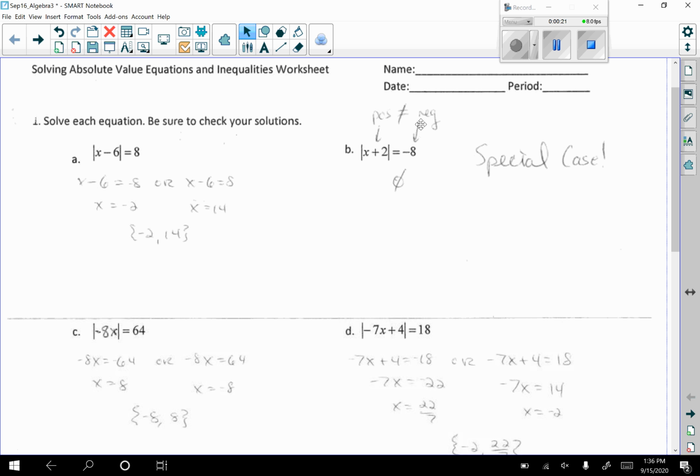If you did end up setting x plus 2 equal to 8 or negative 8 and solving, just be sure to check your solutions. You're going to find that neither of them are going to work. And if this is a little bit hard to see, for A, x is equal to negative 2 or 14.